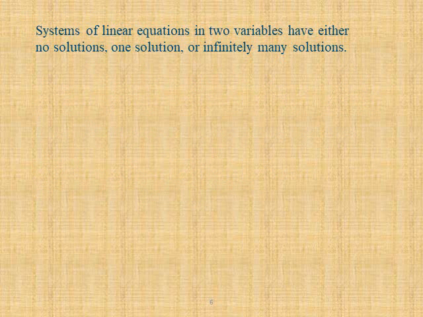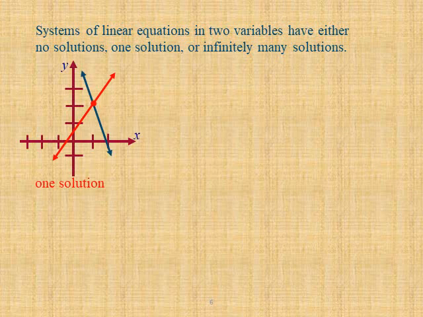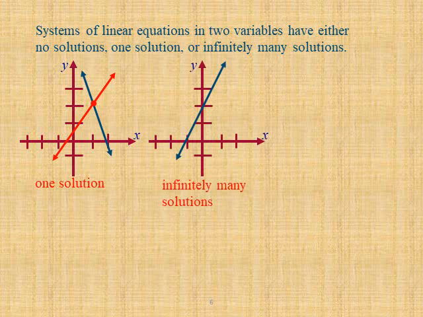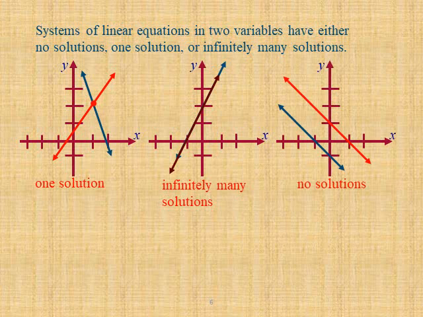After graphing the two lines, maybe the two lines intersect at one point, so we have only one solution for this system. Or the two lines are coincident, meaning when we graph both of them, the result will be only one straight line. That means we have an infinite number of solutions. Any point lying on the straight line is a solution for the system. Or maybe the two lines are parallel, so we don't have any solution. That means the solution set equals the empty set.